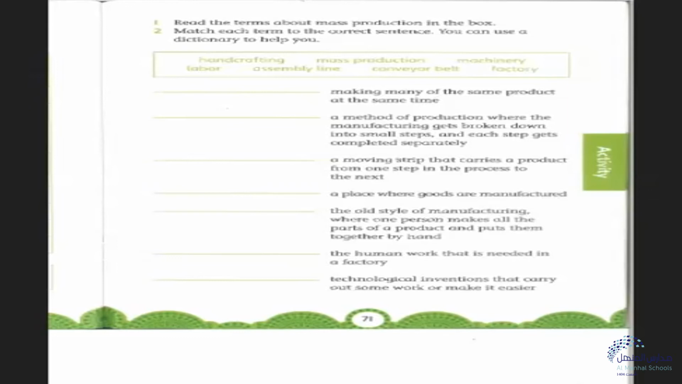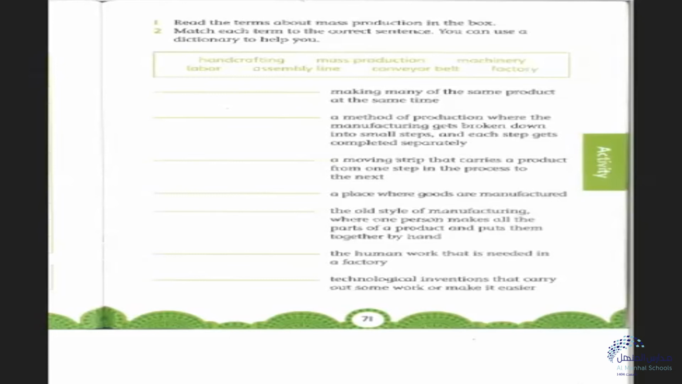The fifth answer is handcrafting. It's an old style of manufacturing where one person makes all the parts of a product and puts them together by hand. The sixth answer there on the page is labor. Labor is the human work that is needed in a factory. The last answer is machinery. It's a technological intervention that carries out some work or makes work easier.